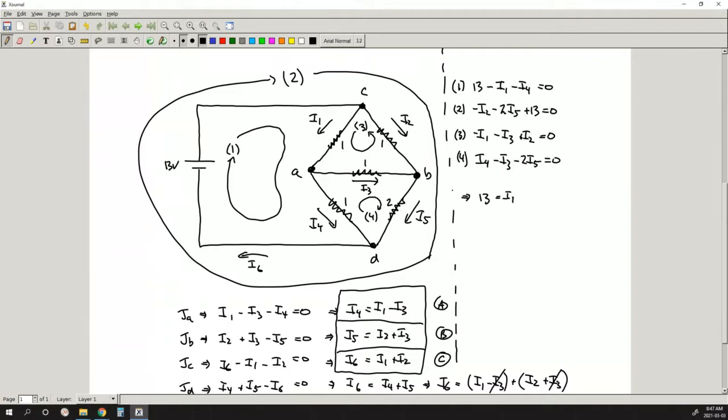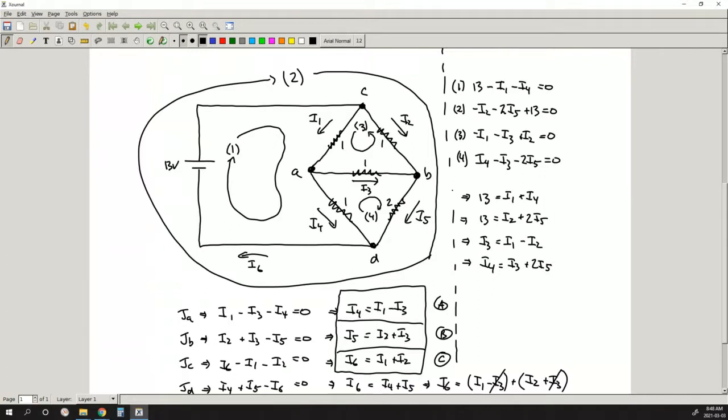So we'll have I3 is equal to I1 plus I4. For 2, we'll have I3 is equal to I2 plus 2 I5. For number 3, we'll have I3 is equal to I1 minus I2. And for number 4, we have I4 is equal to I3 plus 2 I5. Okay, so we have those equations there.